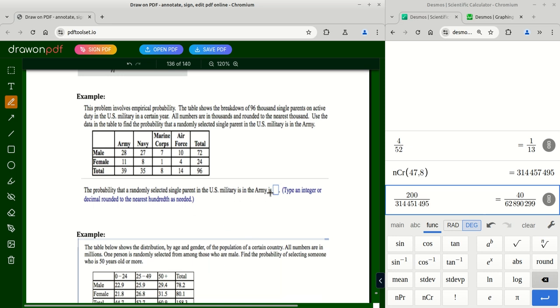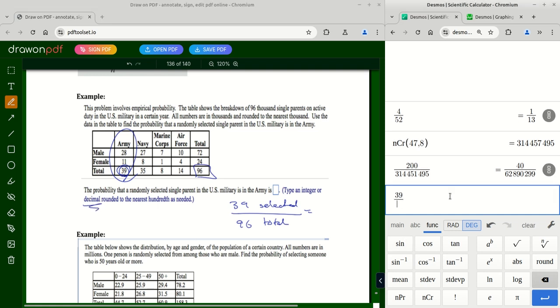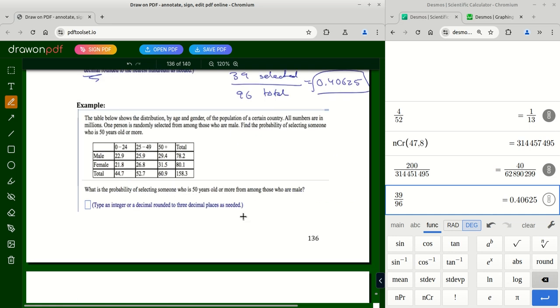So it says, what's the probability of someone in the Army? Okay, so Army, we got these folks right there, yeah? So just to make it easy as possible, we got 39 in the Army, so 39 selected. And then your grand total is the 96. Now, this is decimals allowed. You can even see it says decimals, so that's a good thing. We like decimals because then we like Desmos. Okay, there we go. Cool. So like 40-something%. This one is definitely an oddball early, so we have to watch out for it.